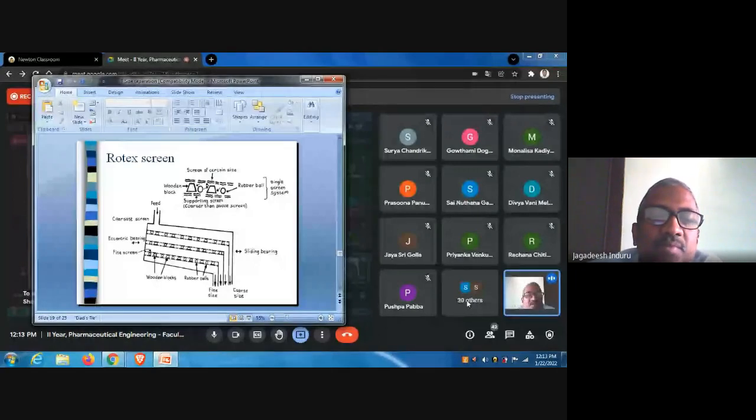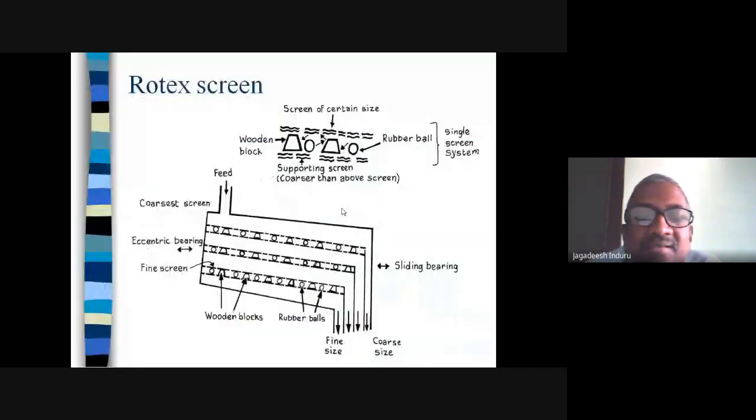Now, what is the limitation of this? The major limitation, can you understand here? If the material is falling between the wooden block and the rubber ball, sorry, the material is getting broken into powder. When the material is falling by the impact, if it is falling between the wooden block slant surface and the rubber ball, it will be fractured. The material will be getting reduced in size.